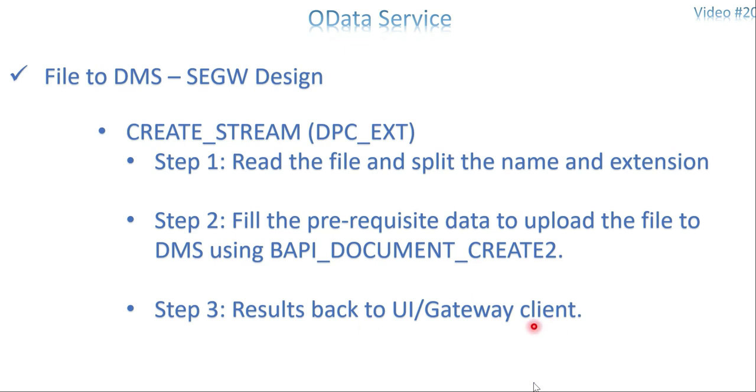And the last one is results back to the UI or gateway client. It's up to your own need. Otherwise, you will get a success message, 201, as a status output, saying the document is created. So if it is all well and good, you can just ignore the results back. If you want, you can send the results back to the UI application as well.